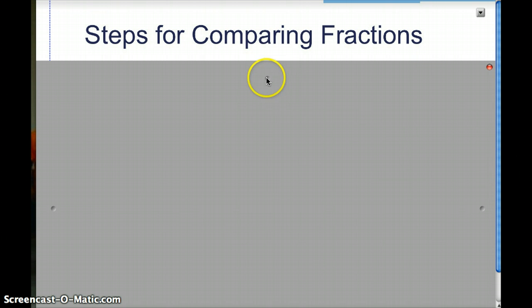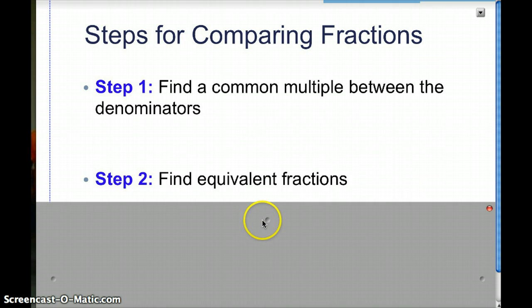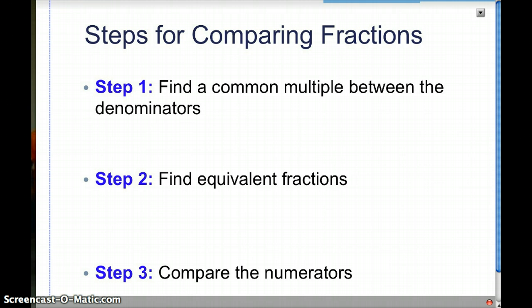Here are the steps for comparing fractions. Step number 1, find a common multiple between the denominators. Now, you can find the LCD or you can find just any common multiple. Either strategy will work. Next, you need to find equivalent fractions using the common multiple. And lastly, you need to compare the numerators. Once your fractions have the same denominator, all you need to do to compare them is look at the numerators.